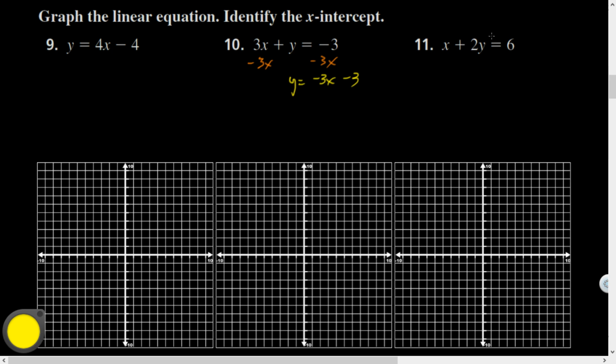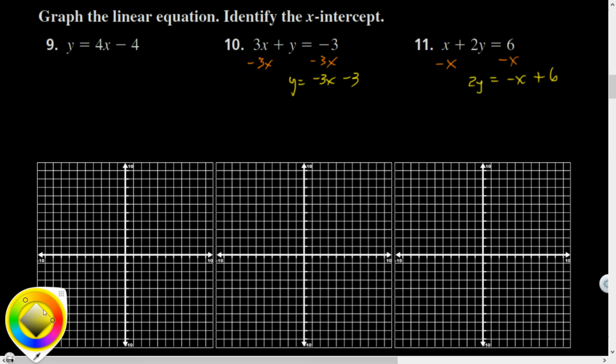Question 11. Is that solved for y? No. So I'm going to get rid of the x. Let's move this x. And let's see. So I'd have something like that. How do I get y by itself now? Being multiplied by 2. What's the inverse? Divide everybody by 2. Everybody.